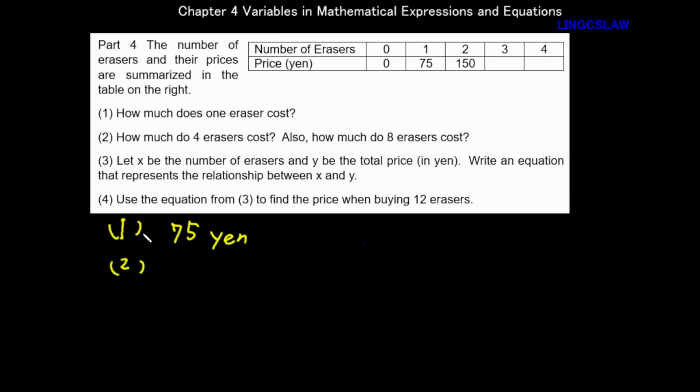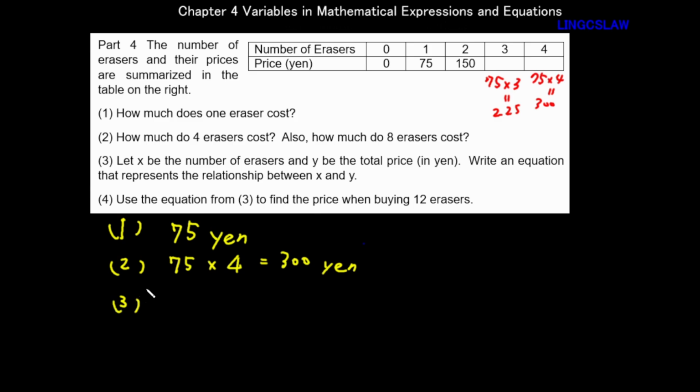Number 2. How much do 4 erasers cost? 75 times 3 equals 225. And 4. 75 times 4 equals 300. So number 2, how much do 4 erasers cost? So 75 times 4 equals 300 yen.